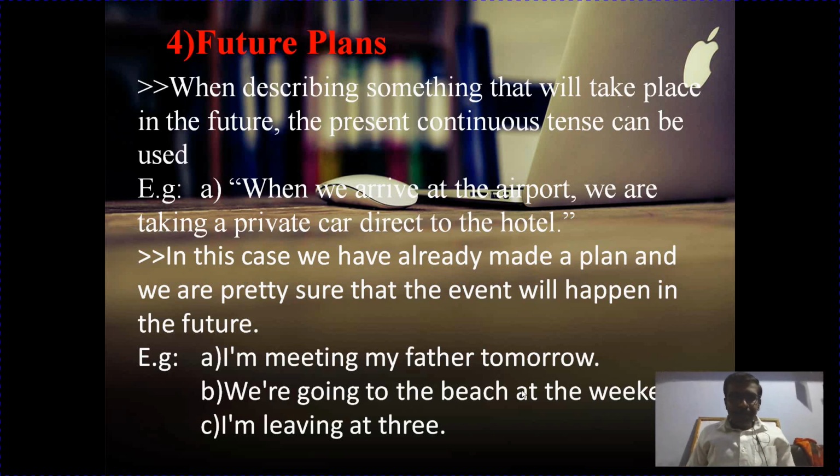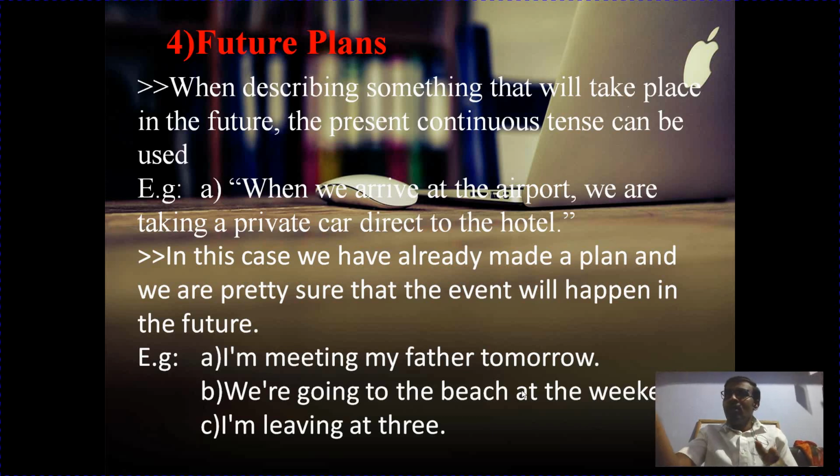Second case, in this case we have already made a plan and we are pretty sure that the event will happen in the future. Future things may happen or may not happen. It depends upon the situation, right? God only knows what will happen in the future. Examples are, I am meeting my father tomorrow. So it is his plan to meet his father tomorrow, expressed with the present continuous form.